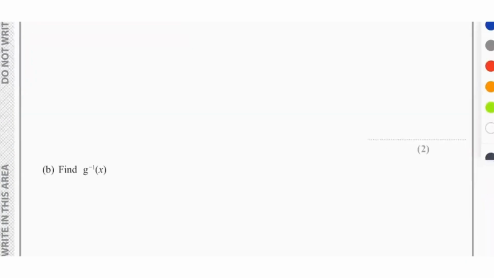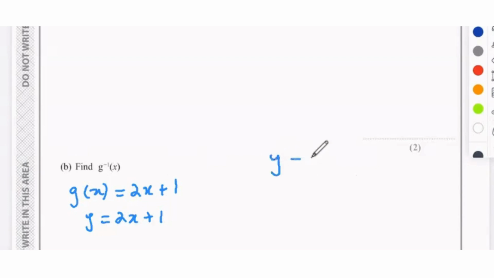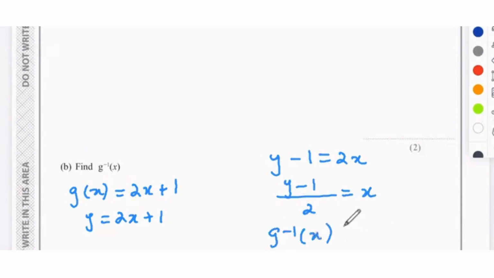Then it says find the inverse of g. So g of x is 2x plus 1. Replace g of x with y. So y equals 2x plus 1. Right now, y is the subject of the equation. Let's make x the subject. So it becomes y minus 1 equals 2x, and y minus 1 over 2 equals x. Now, the last step is to replace x with g inverse of x and y with x. So the inverse is x minus 1 over 2.